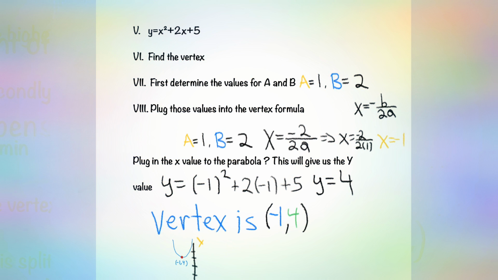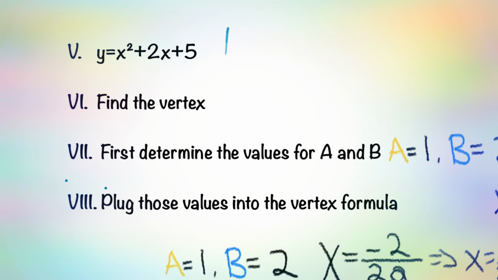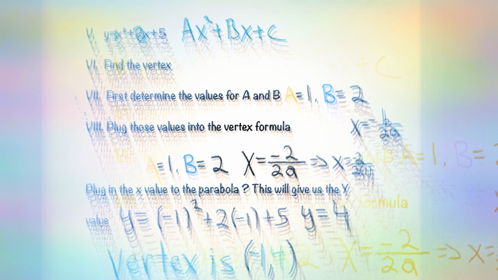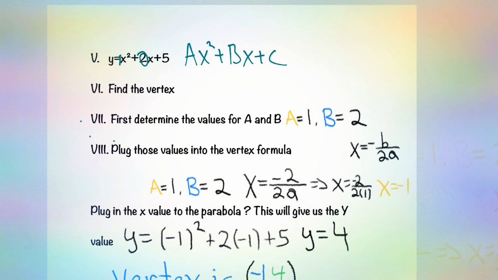Y equals x squared plus 2x plus 5. And as you notice, we have the form here. Ax squared plus bx plus c. So this is going to be our a, right? 1. And this will be our b, 2. So to find the vertex, we first determine our a and b value. We found our a, and we found our b.